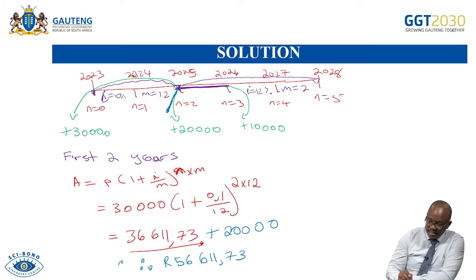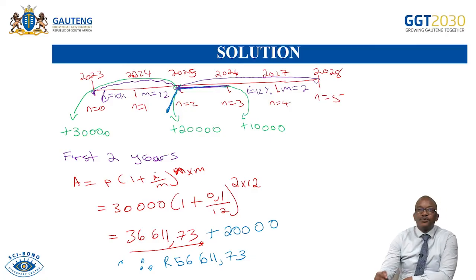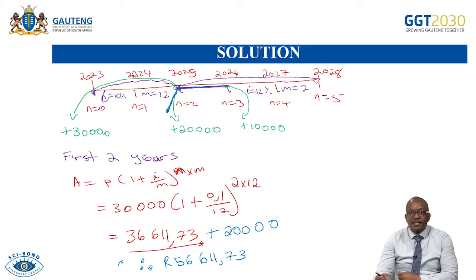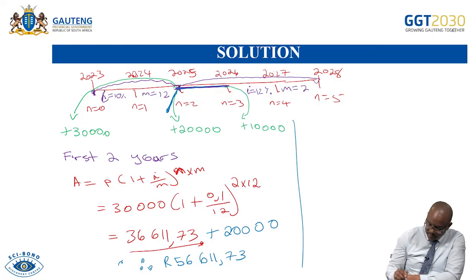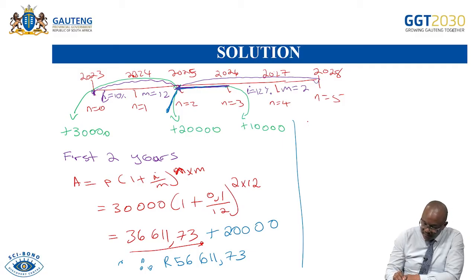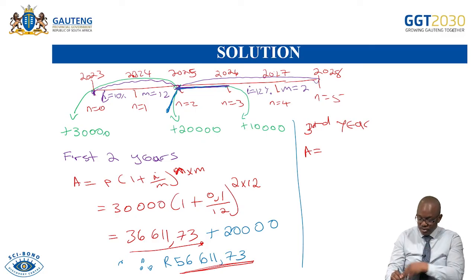Then from there, we now have to calculate this year from 2025 to 2026, for 1 year, so that we can add our 10,000 into that investment. So now, let's deal with that one. Let's just see our third year, because that's happening in the third year, correct? So we're going to have A equal to, now the amount that we are going to use is this one because it's there in year 2.